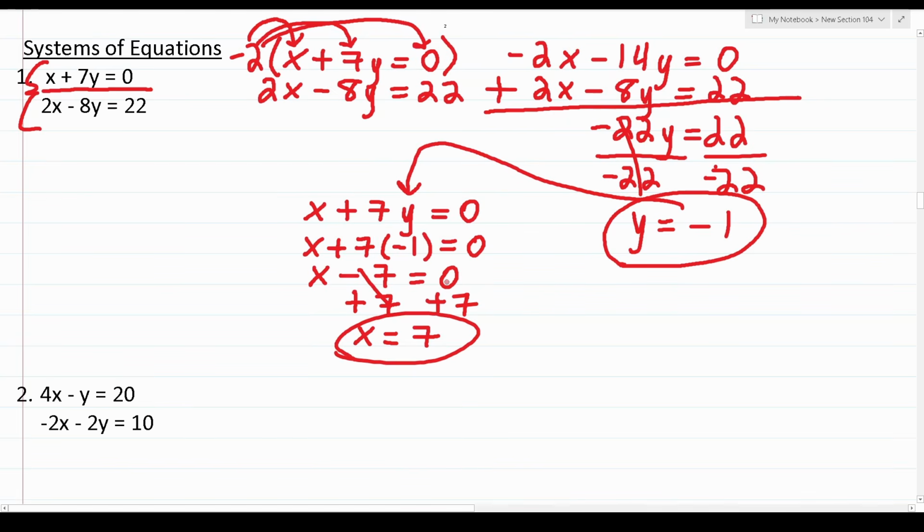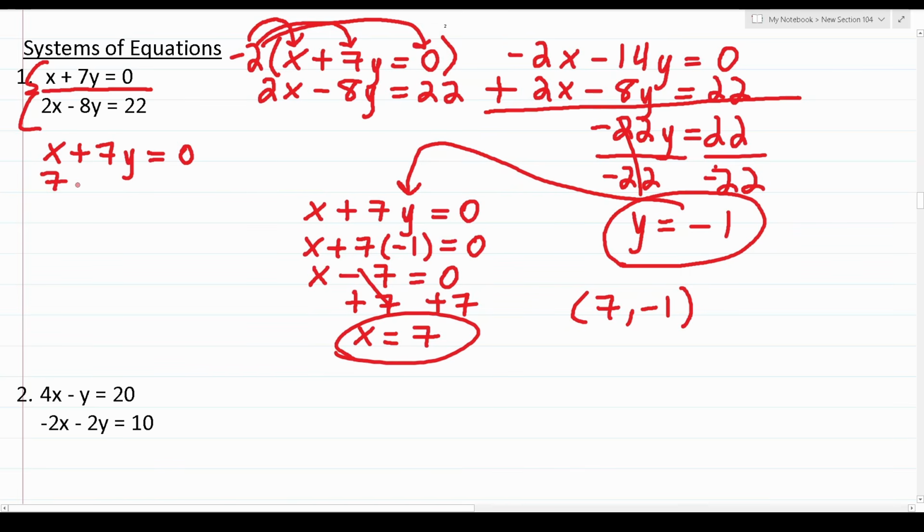Occasionally, your answer will be expressed as an ordered pair, in which case that would look like this: 7, negative 1. Of course, you can always plug these values into your original equation to ensure that they make true mathematical statements, which means that you did in fact solve the system correctly. So let's go ahead and do that. Again, our first equation was x plus 7y equals 0. We now know that x is 7 and y is negative 1, so let's plug those in.